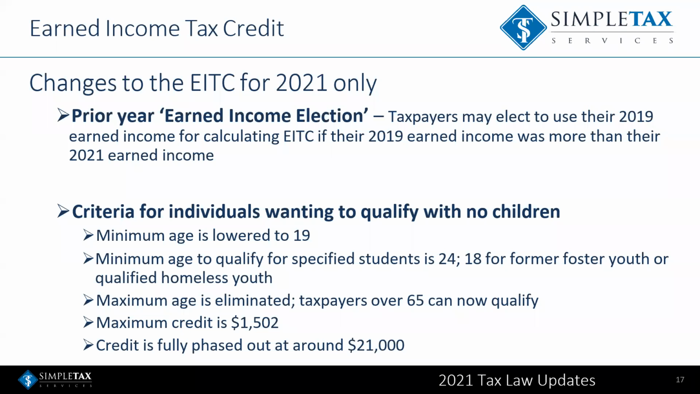The maximum age was eliminated, so taxpayers over 65 can now qualify. The maximum credit is $1,502, and the credit is fully phased out around $21,000.